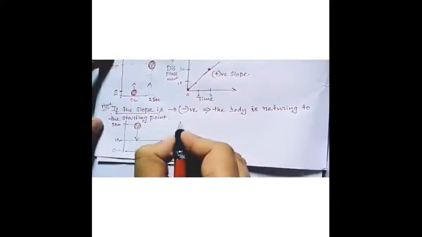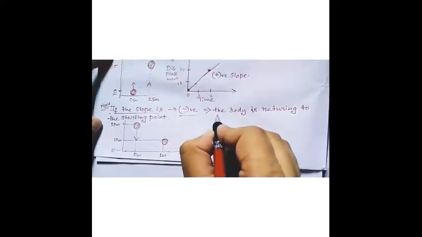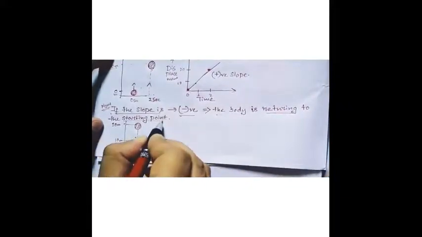Now if the slope is negative, it indicates the body is returning to the starting point. Now take the example that the body is coming down.